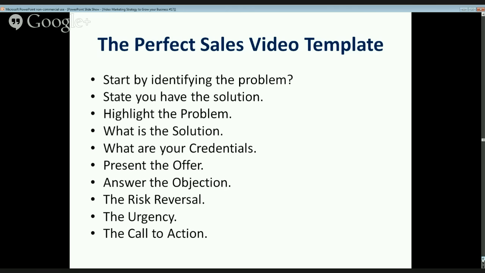That's where the sale happens. You must follow in this order. Obviously, if you've got a call to action at the start, it doesn't work. You follow exactly this pattern, this template, and you'll improve your chances of getting a sale.